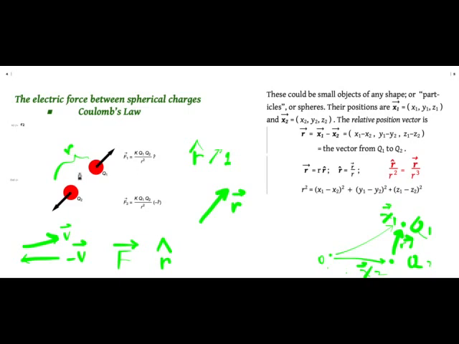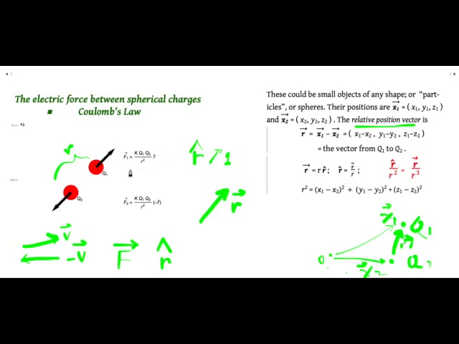What's meant by r is the distance between Q1 and Q2. When I write r with no vector sign on it, no arrow on it, then it's not a vector. It's just a distance. It's just a length. So the relative position vector is r vector. It has magnitude r, that's the distance between the two charges, and direction r hat. That's the unit vector pointing in the direction from Q2 to Q1. Or another way to say it is r hat is r vector divided by r.